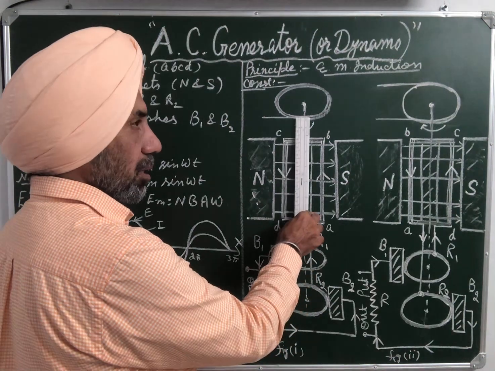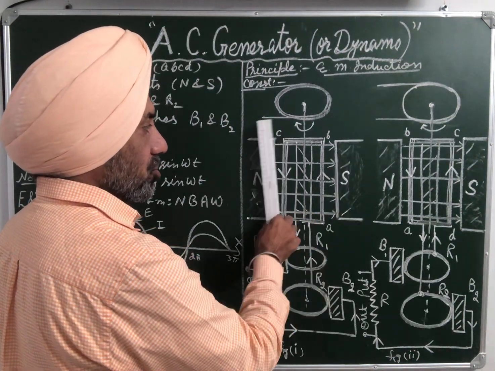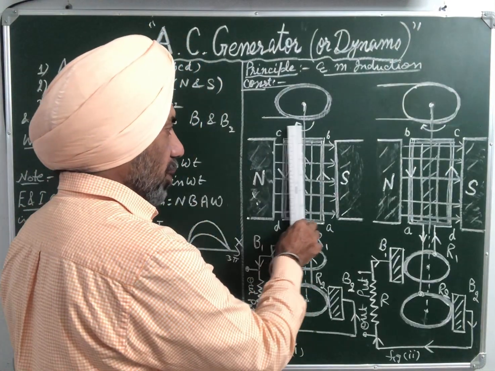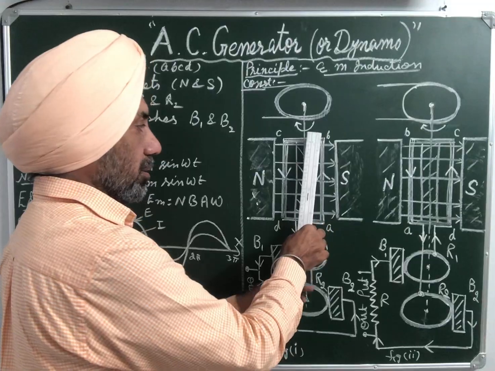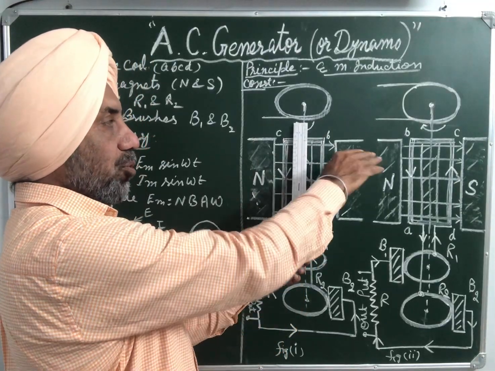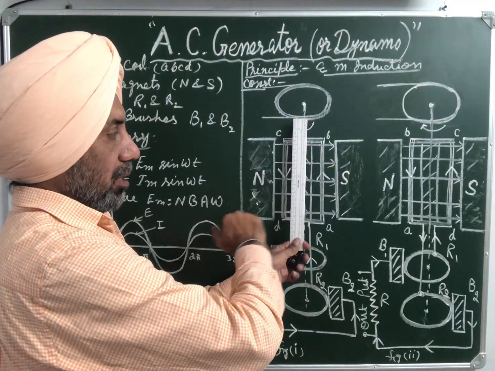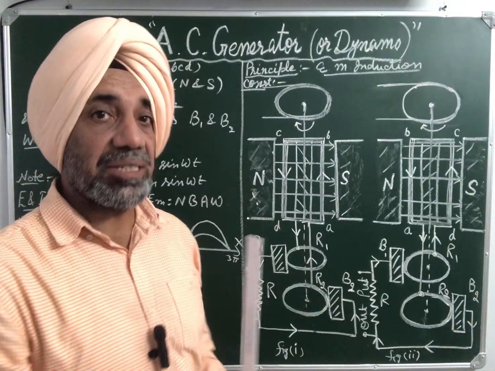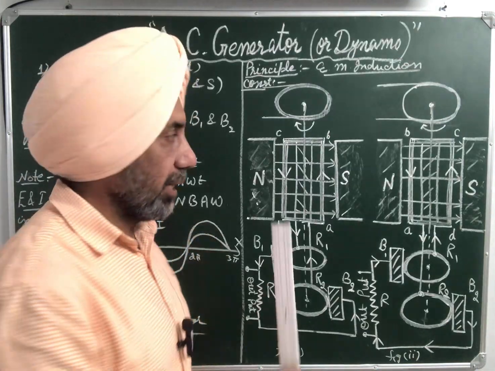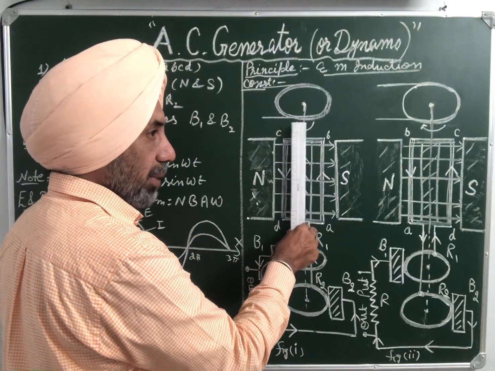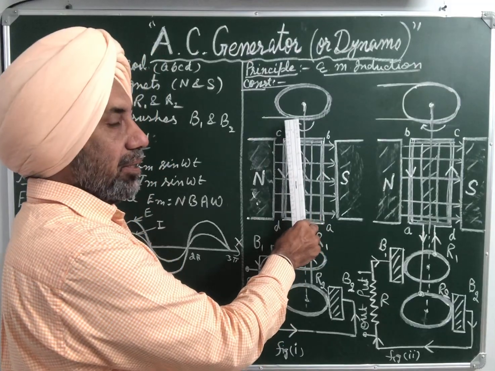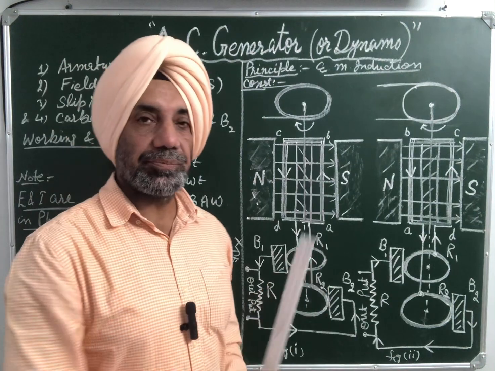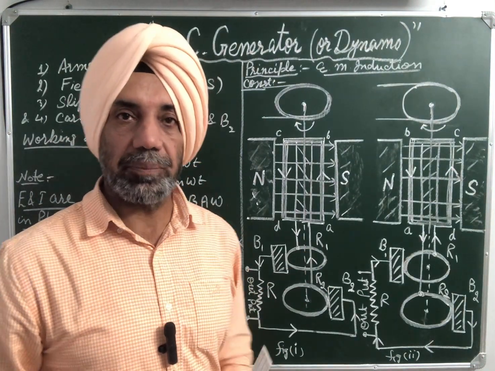It means no magnetic line of force is passing through the coil. In other words, number of magnetic lines of force cutting the coil, number of magnetic lines of force which are cut are maximum. So induced EMF produced will be maximum. So make it clear, when plane of coil is parallel to the magnetic field, induced EMF produced will be maximum. So change of magnetic flux is maximum.